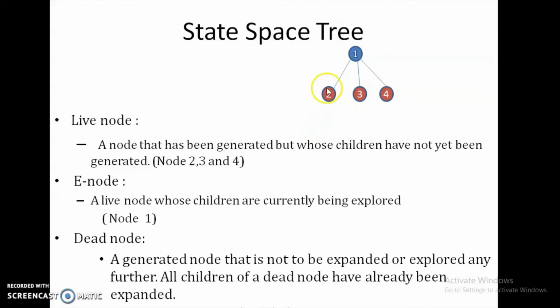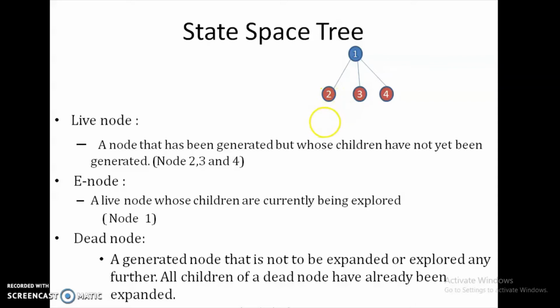At the time when it is generating these children, this node is known as the E node, a live node whose children are currently being explored. These nodes 2, 3, 4 are generated by this parent, but it has yet to generate their children, so they are known as live nodes. If a branch doesn't lead to the answer node, then we are not going to extend this tree, and we prune it based on the bounding function given in the problem.